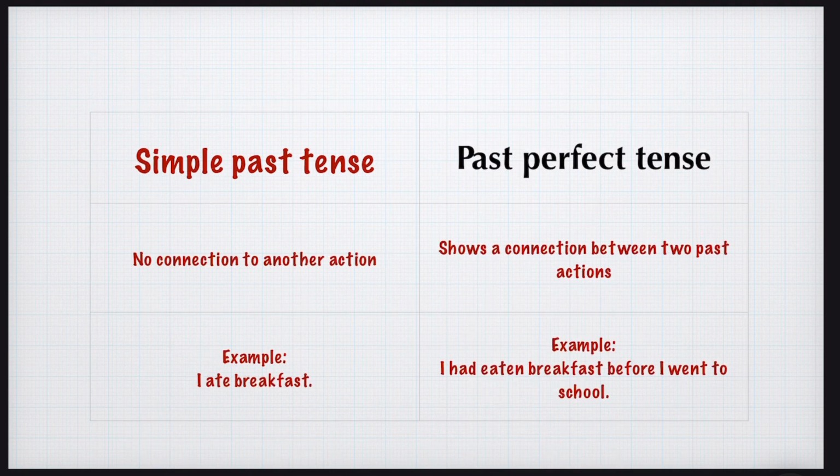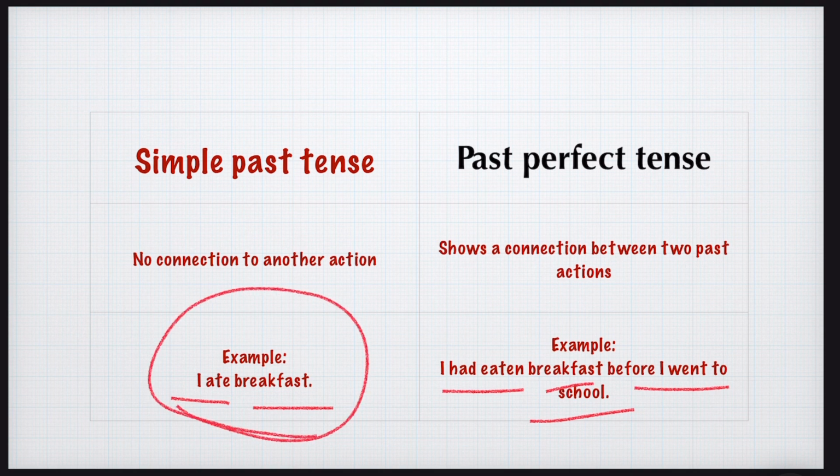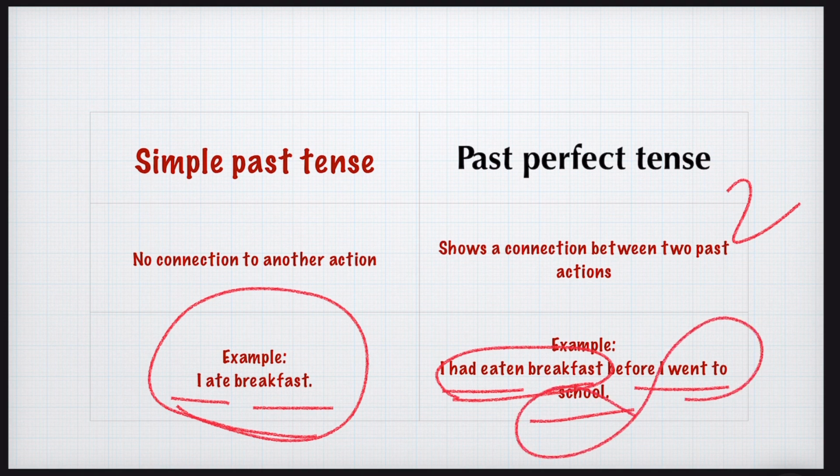See, simple past tense example, I ate breakfast. Here, I had eaten breakfast before I went to school. Here, I ate breakfast as completed. Here, two completed actions. We are talking about two completed actions. One is I had eaten the breakfast and the other is I went to the school. Which one occurs first? When we talk about two completed actions, we have to use past perfect tense for the first action and simple past tense for the second action.